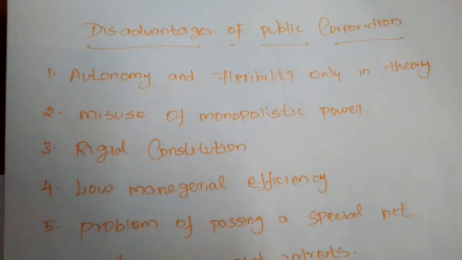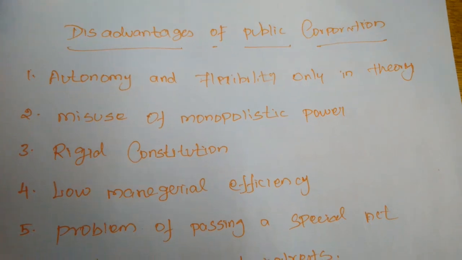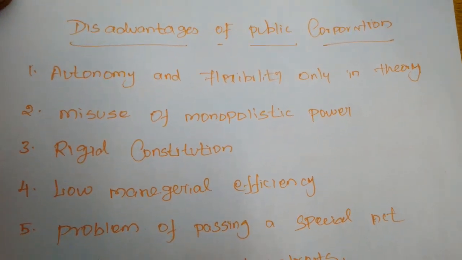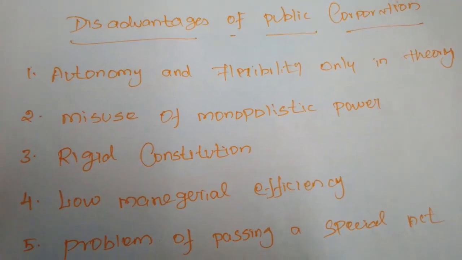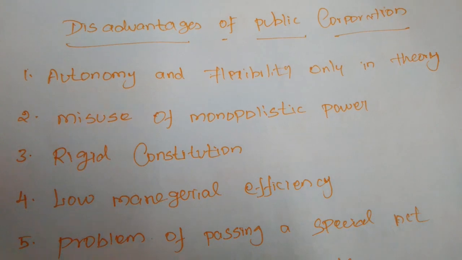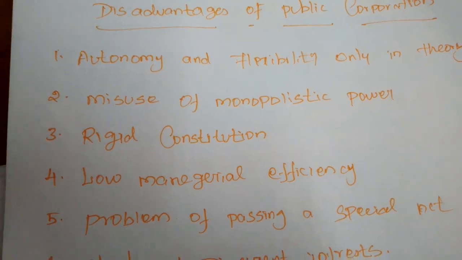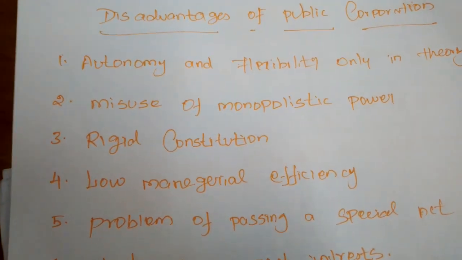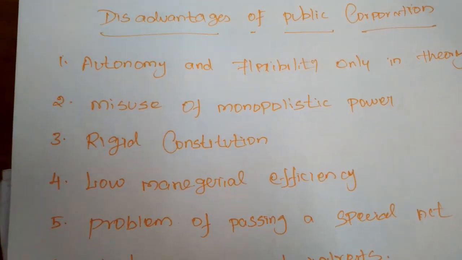Next, disadvantages of public corporations. Even though there are many advantages in public corporations, there are some disadvantages too. First one is autonomy and flexibility only in theory. We studied that autonomy and flexibility functions are there in these corporations, but their day-to-day actions prove that autonomy and flexibility exist only in theory. Theory means we can say it, but really we can't use the autonomy powers, because many public corporations are still ruled by the politicians.